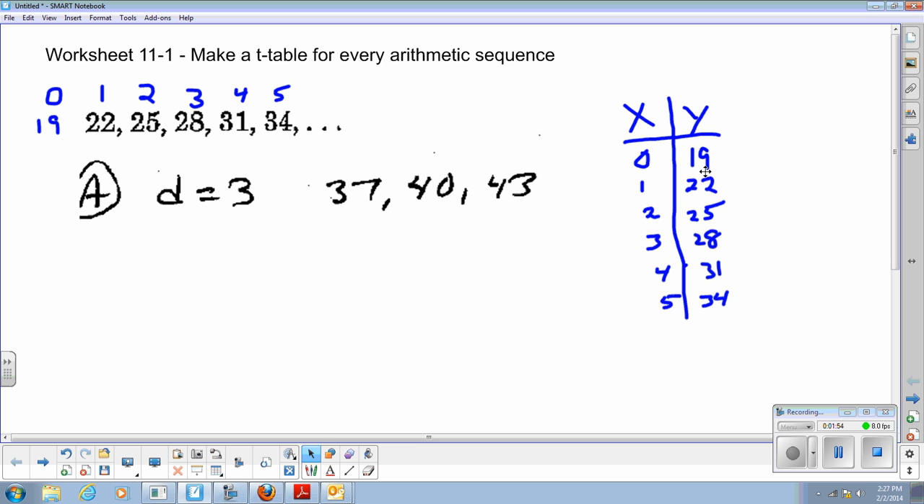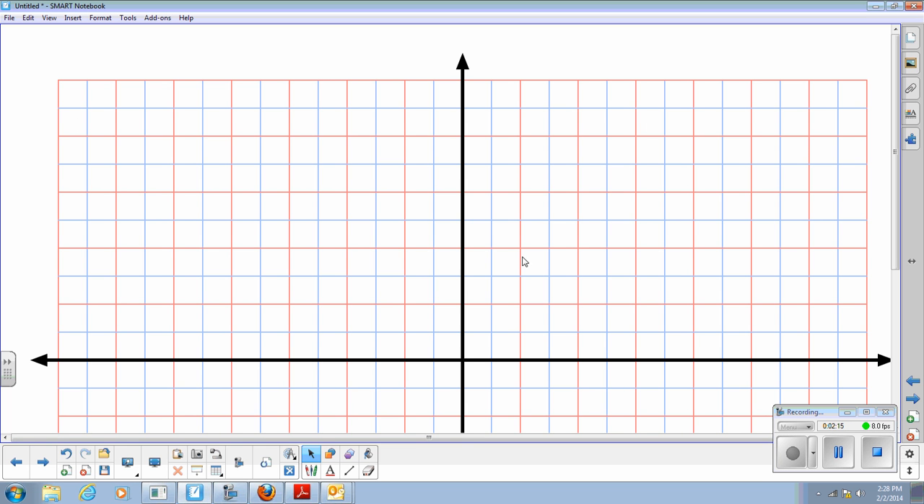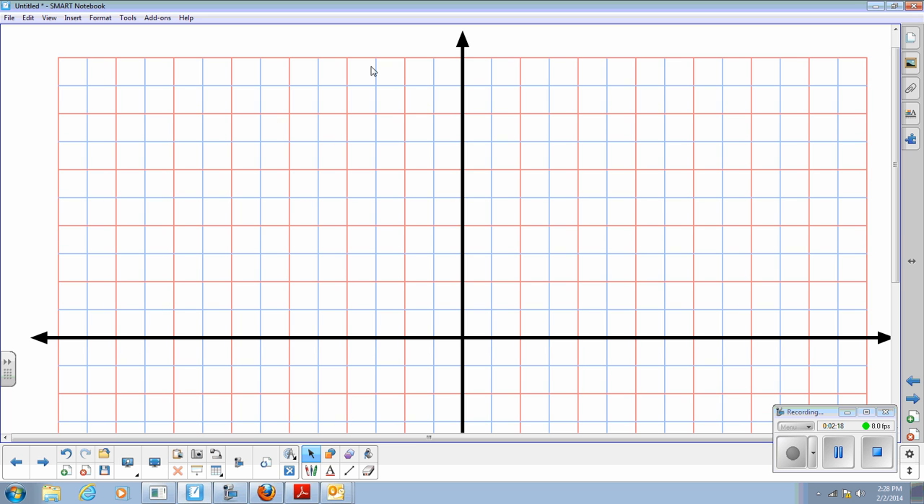Now notice here, the lowest number in my y column is 19, and my highest number is 34. I am counting by threes here, as determined by the common difference of 3. The nice thing about arithmetic sequences, as we found out the first time we did this, is that when they're graphed, they form a nice line. So I'm looking at this graph right here, and I have made my XY axis, and let's do some labeling. The x-axis is here, and the y-axis is here.